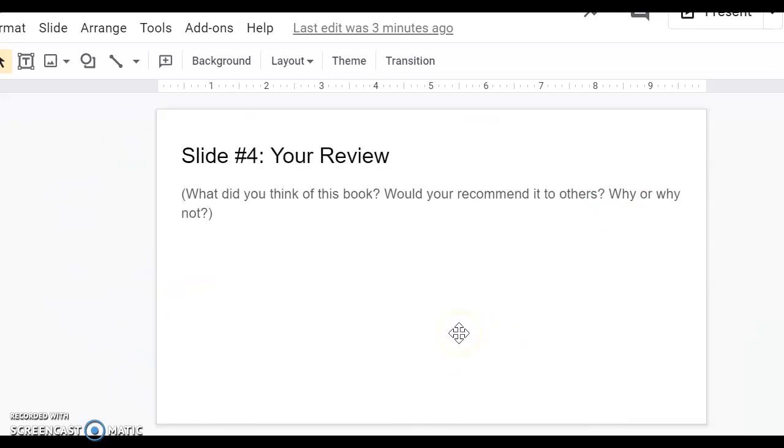The next slide is your review. So give us your honest opinion about this book. Was it something you enjoyed? Did you hate it? Was it a struggle to get to the end? Could you not put it down? Anywhere in between. Tell us what you thought about it. You can do a video here. Again, sky's the limit on how you do this. It would be fun to see you guys use different options for this one.